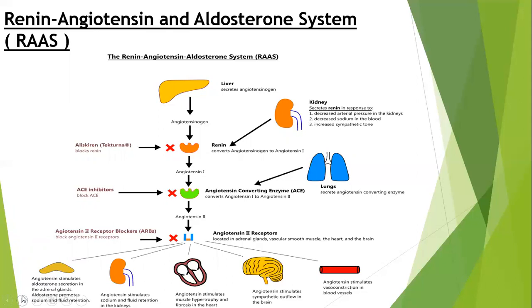Angiotensin 2 stimulates aldosterone secretion in the adrenal glands. In the kidney, angiotensin stimulates sodium and fluid retention. Angiotensin stimulates muscle hypertrophy and fibrosis in the heart. Angiotensin stimulates sympathetic outflow in the brain. Angiotensin stimulates vasoconstriction in blood vessels. Vasoconstriction means constricted blood vessels, and if vasoconstricted, blood pressure rises.